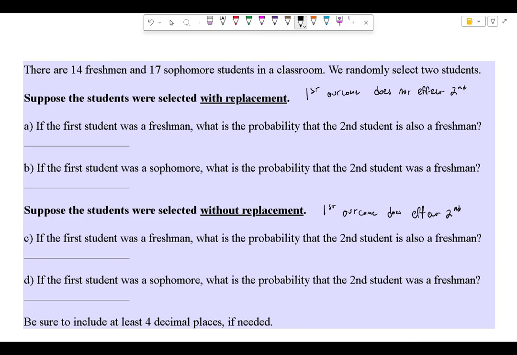It says that there are 14 freshmen and 17 sophomore students in a classroom, and we randomly select 2 students. If the first student was a freshman, what is the probability that the second student is also a freshman? Well, if we have this room here, we have 14 Fs, 1, 2, 3, 4, 5, 6, 7, 8, 9, 10, 11, 12, 13, 14, and 17 S's, 1 through 17. We have a total of 31 students.